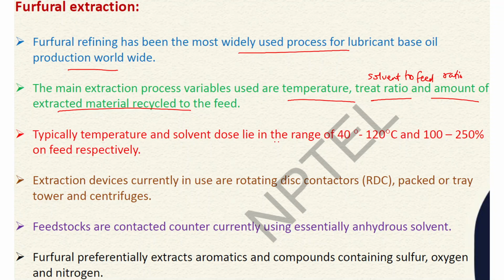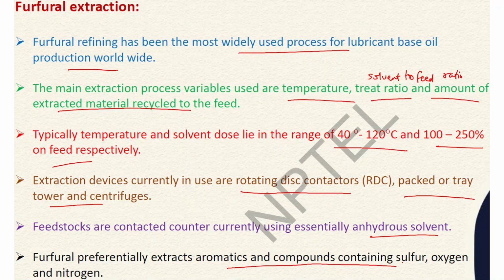Typically, temperature and solvent dose lie in the range of 40 to 120 degrees C and 100 to 250% on feed, respectively. Extraction devices currently in use are rotating disc contactors, packed or tray towers, and centrifuges. Feedstocks are contacted counter-currently using essentially anhydrous solvent. The hydrosolvent, that means furfural, should be dried. It should not contain any moisture, and furfural preferentially extracts aromatics and compounds containing sulfur, oxygen, and nitrogen.